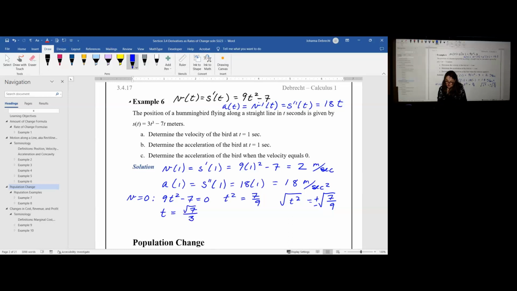Now to find the acceleration, I find the acceleration at square root of 7 divided by 3. And this is going to give me 18 times root 7 over 3, which is 6 root 7 meters per second squared.